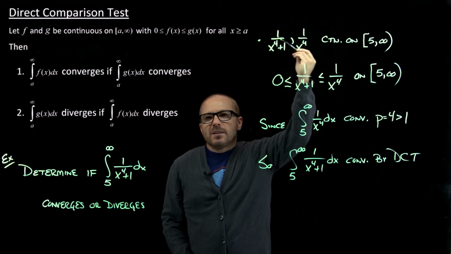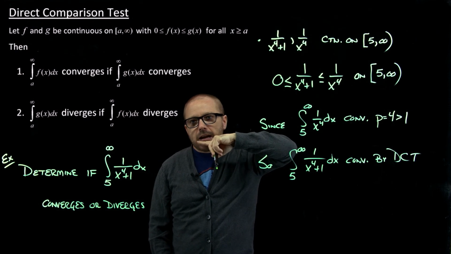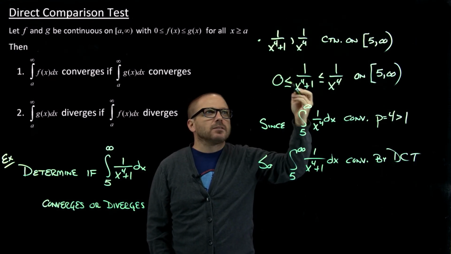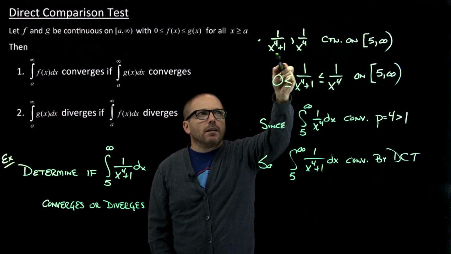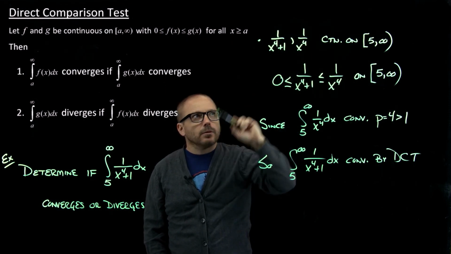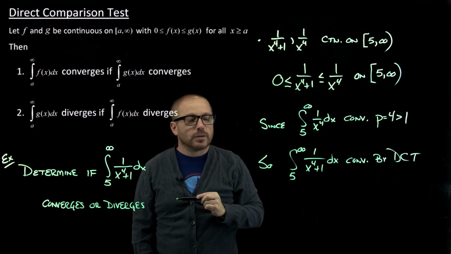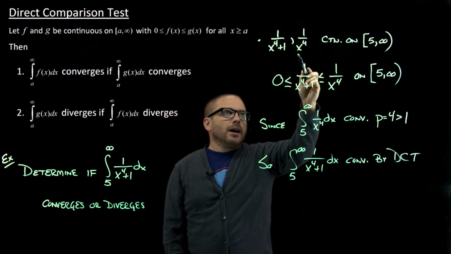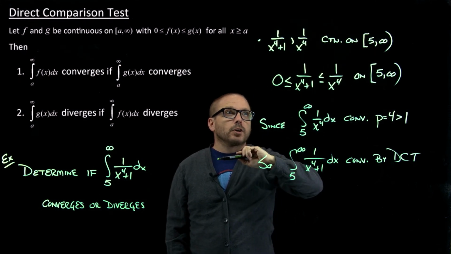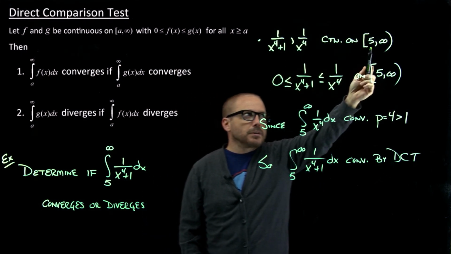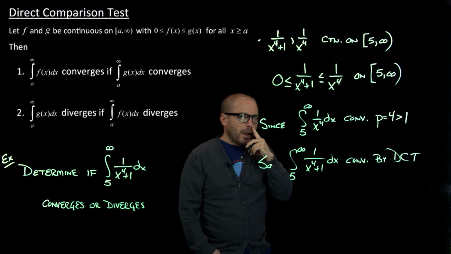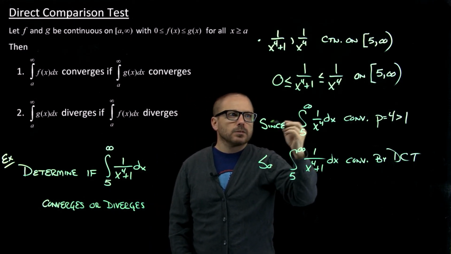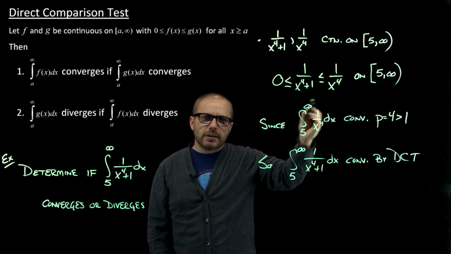Think about the sorts of things that make functions not continuous: division by 0, negatives under a radical, something like that. Well, this thing never divides by 0, right? X to the 4th is non-negative, plus 1 is positive. X to the 4th could be 0 when x is 0, but we're starting at 5, so we're past any problems. So just make sure you convince yourself that you're dealing with continuous functions, and then this should be an obvious inequality.